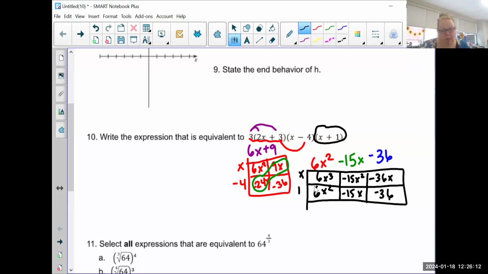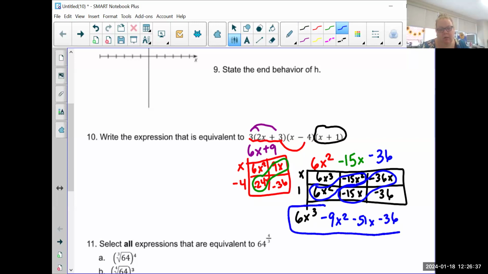And now we need to start with our highest degree, and then we're going to combine like terms. So this is 6x squared minus 15x squared, so that's going to be negative 9x squared. And then a negative 15x minus 36x, which is negative 51x. And then minus 36. So this is our answer.